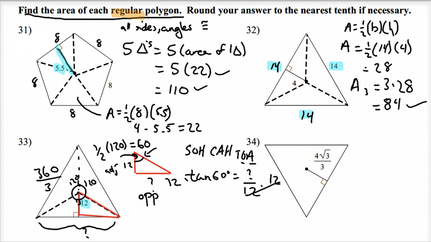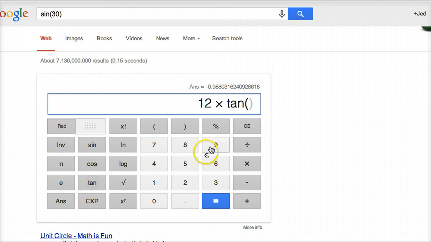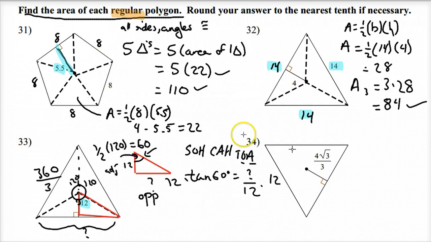I'm going to go to my Google calculator. So 12 times tangent of 60 degrees. And this is clicked in radians. I want degrees there. I'll close that off, and equals 20.784. So let's take it back to where we were. The question mark equals 20.784. But here's the catch.